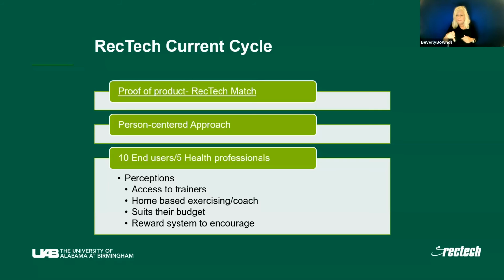These were some of the themes that came out. Apart from accessibility of the place, they want to know their access to trainers. They want knowledgeable staff in the facility. And due to the pandemic effect, like you heard from all the similar projects, people were also interested in home-based exercising, and wanted access to a coach who can help them with what they can do in their own home environment. They also want to find a place that will suit their budget, and of course, a reward system that will keep them motivated to be more physically active.